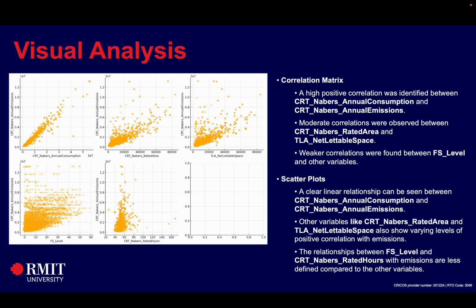To better understand the relationship between these variables, we performed visual analysis. The correlation matrix indicated a strong positive correlation between annual consumption and annual emissions, while moderate correlations were found for rated area and net lettable space. Scatter plots also showed a clear linear relationship between energy consumption and emissions, while the relationship between FS level and rated hours with emissions were less defined.